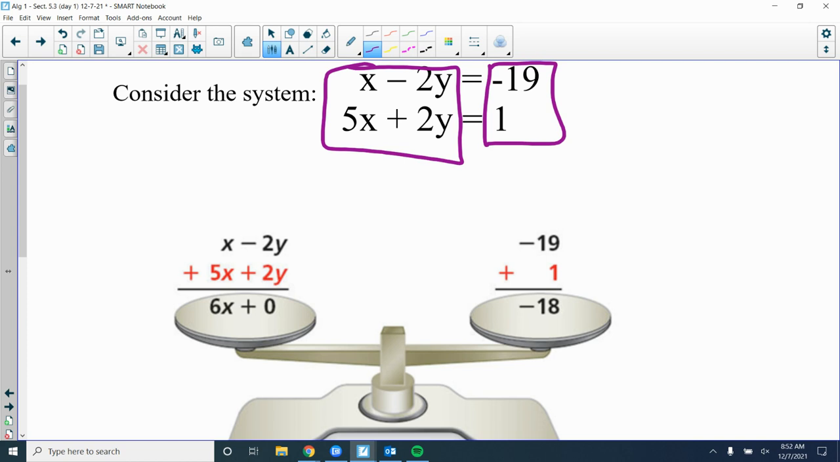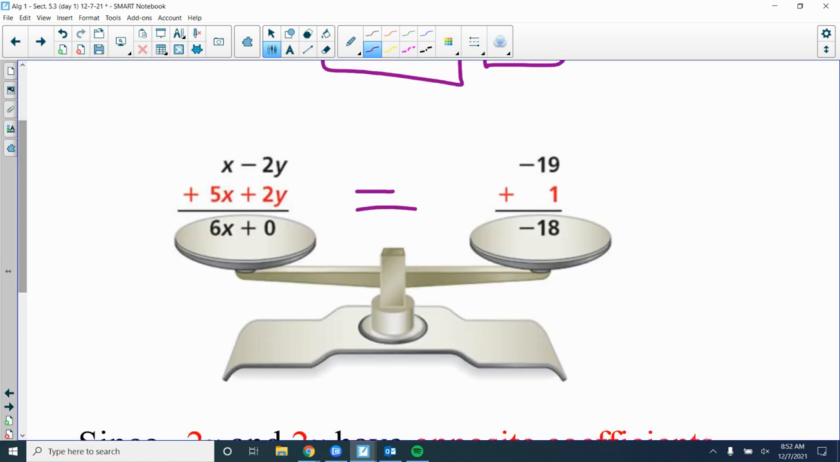Well, what happens here is you add x plus 5x. That gives you 6x. Negative 2y plus 2y adds up to 0. And then negative 19 plus 1 equals negative 18. So here's my balance, which is basically a big equal sign. What am I left with on the left-hand side? 6x plus 0, I can just make that 6x, can't I? And that equals negative 18. I can figure out what x is, can't I? Divide by 6. And then I get x equals negative 3.